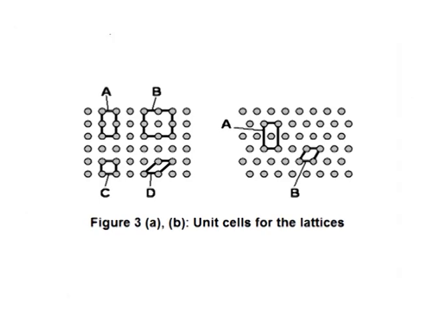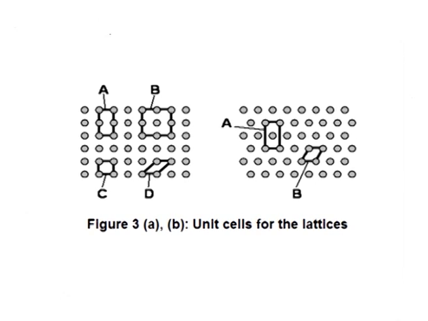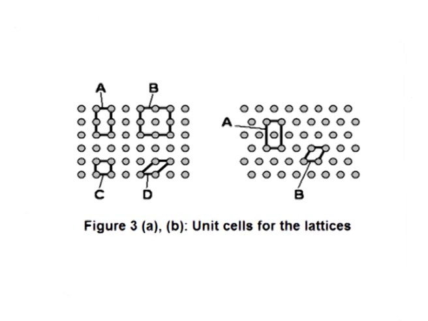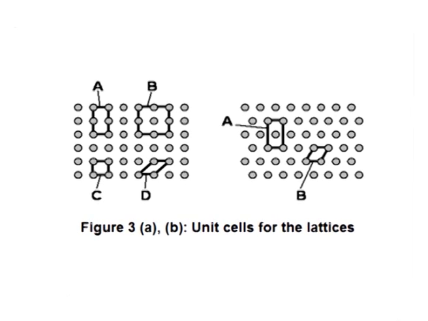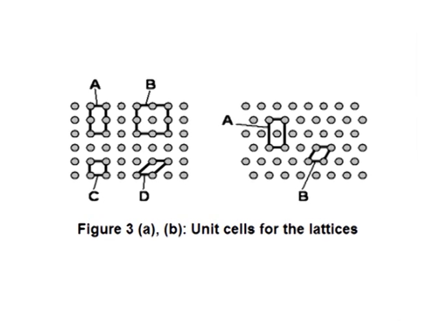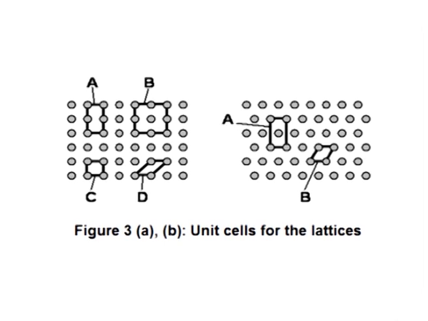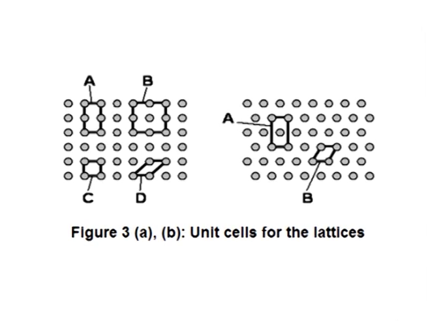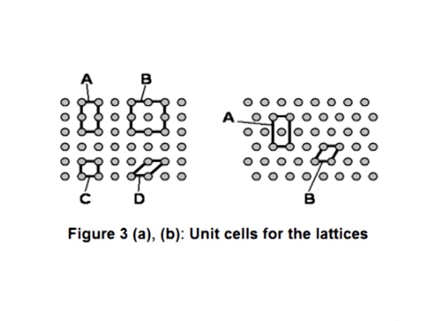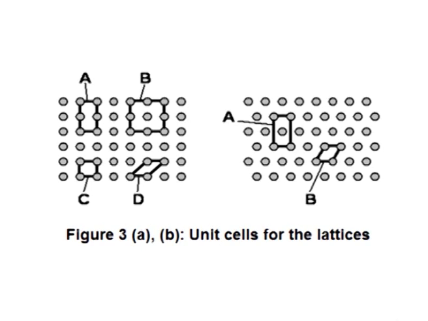There is no unique way of choosing a unit cell. For example, each of the cells A to D in figure 3a is OK. However, the cell favored by the crystallographers is the one of the smallest volume that displays all of the symmetry of the lattice. The cells C and A are the preferred unit cells for the lattices of figure 3a and 3b respectively, and figures 3a and 3b show the unit cells for the lattices.